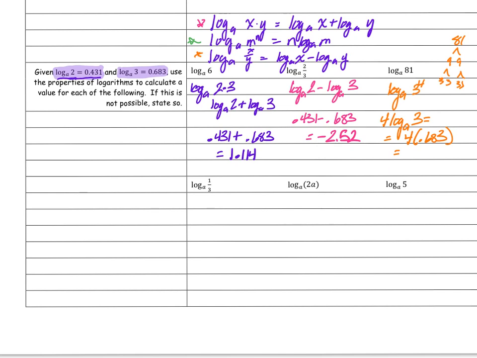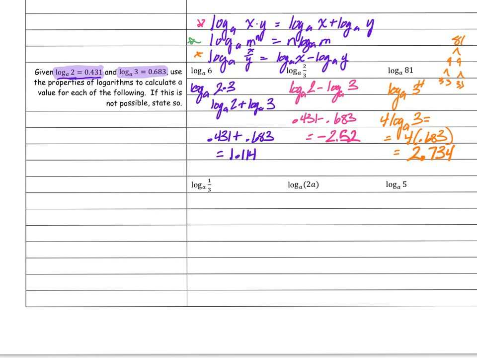Which I don't think is right. 4, sorry, I think 0.683. Oh, one more time. 4 times 0.683. Okay, that's better. 2.734. So that should be your answer, 2.734. I got that answer twice, so hopefully that's right.